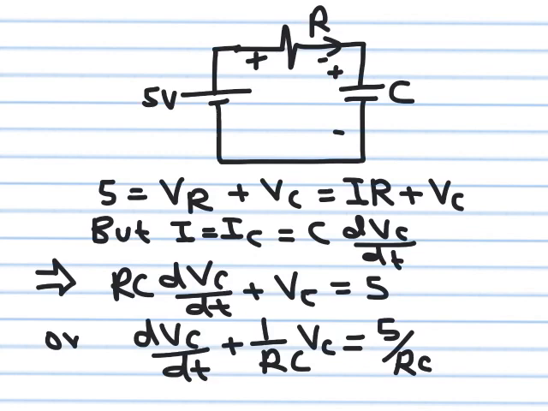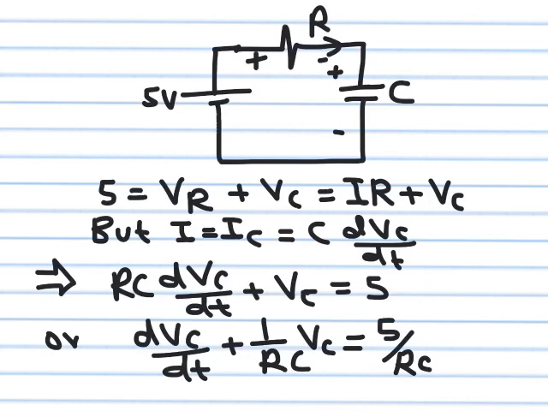But VR is nothing but IR. And this I is nothing but IC. This current flowing here is the same as the capacitor current. And it's a positive current because the capacitor is charging. Okay, so this is really the fundamental equation. 5 is equal to IR plus VC, but the current through the resistor is equal to IC, and the capacitor current is the derivative of the capacitor voltage. Then we can go back and replace this I, which is IC, by C dVC by dt. So this is now the equation governing this circuit.